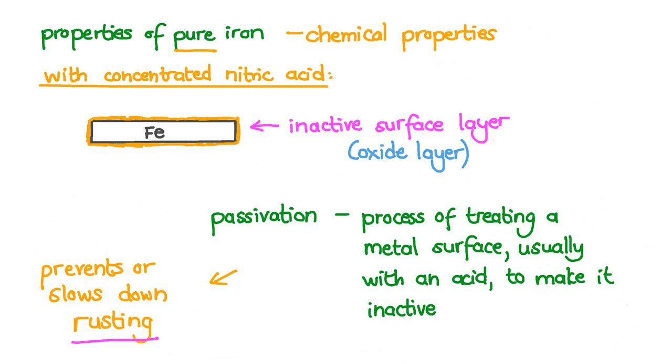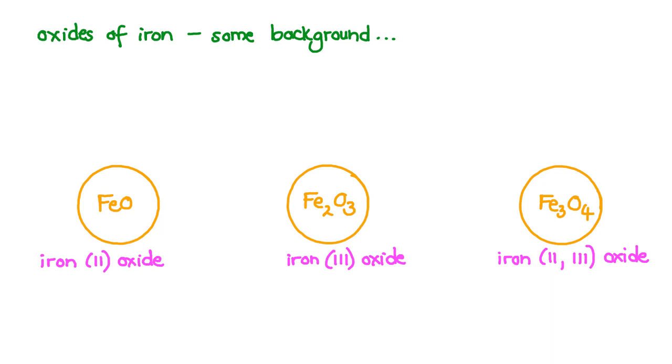So far, we've learnt about iron and its properties and looked at some of its reactions. Let's now turn our attention to the oxides of iron. The three oxides of iron we will discuss are FeO, whose IUPAC name is iron 2 oxide, and common name ferrous oxide, Fe2O3, whose IUPAC name is iron 3 oxide, and common name ferric oxide, and Fe3O4, which is known as iron 2,3 oxide, and sometimes called ferroso-ferric oxide.